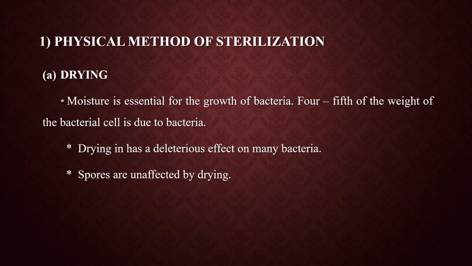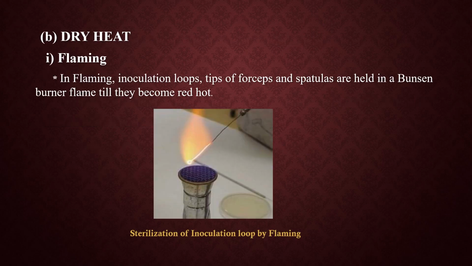Moisture is essential for the growth of bacteria. 4/5 of the weight of the bacterial cell is due to water. Drying has a deleterious effect on many bacteria. Spores are unaffected by drying. The second one is dry heat. It has three methods: flaming, incineration, and the hot air oven.